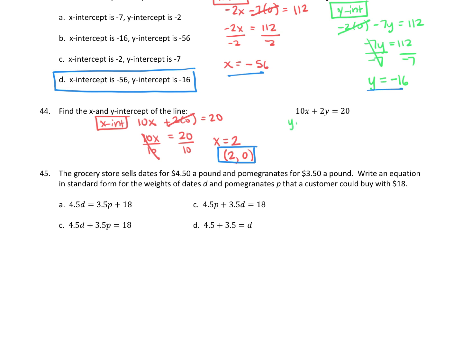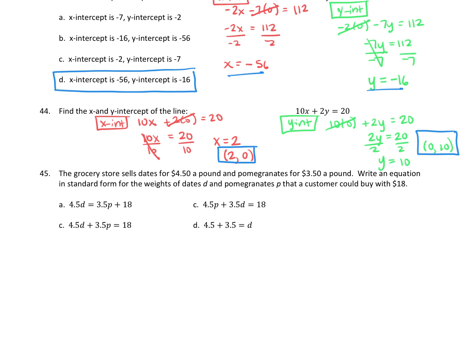All right, now the y-intercept we find by plugging in a 0 for the x. So 10 times 0 plus 2y equals 20. 10 times 0 equals 0, so it simplifies away. 2y equals 20, divide by 2, and we get a y-intercept of 10. But we can write that as an ordered pair. The x was a 0, the y is a 10, and our y-intercept is the point (0, 10).